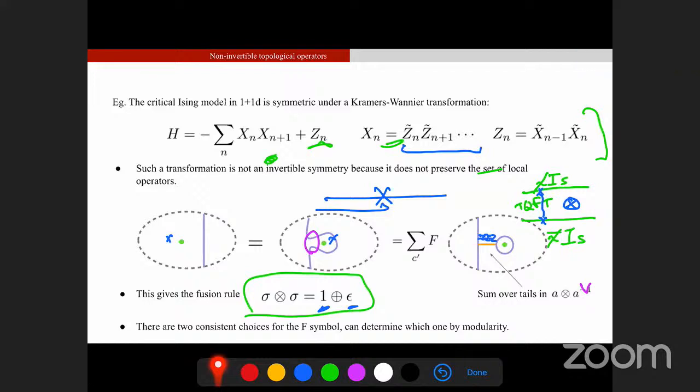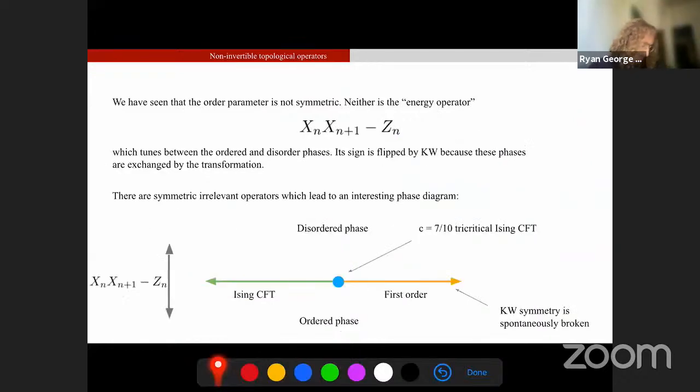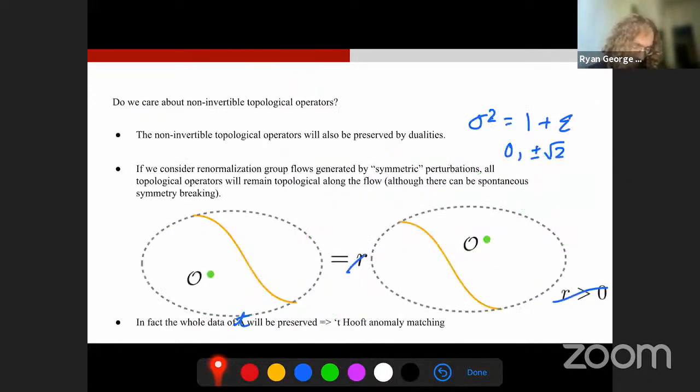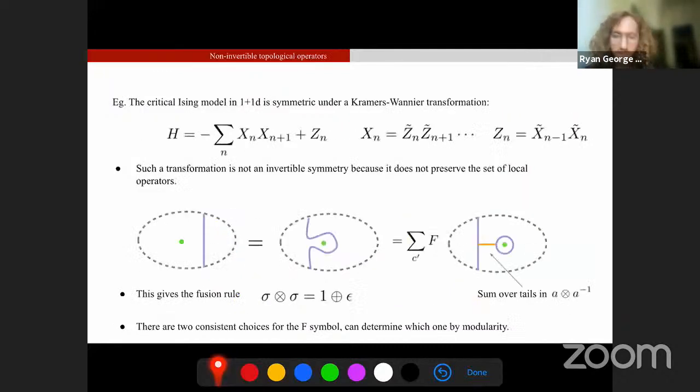Thank you. Mm-hmm. Yeah, thanks for the question. Okay, let's see. Yeah, so more about this. So the order parameter is not symmetric. That was x here. It's not symmetric because it doesn't map to a local operator. According to our definition, it has to just pass through the line unchanged.